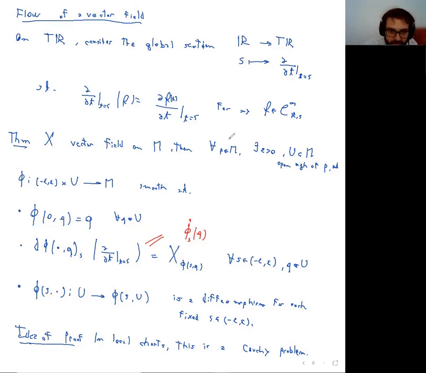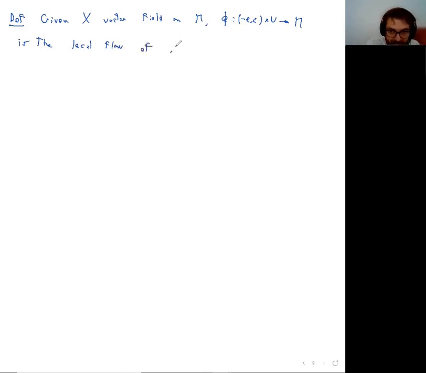And we know that for Cauchy problems, you always have a unique local solution. So this is what happens locally, and then okay, you have to glue things, but this is just the idea. So now that we know that this thing exists and it's unique, because of Cauchy, given X a vector field on M, then this map is the local flow of X at P.